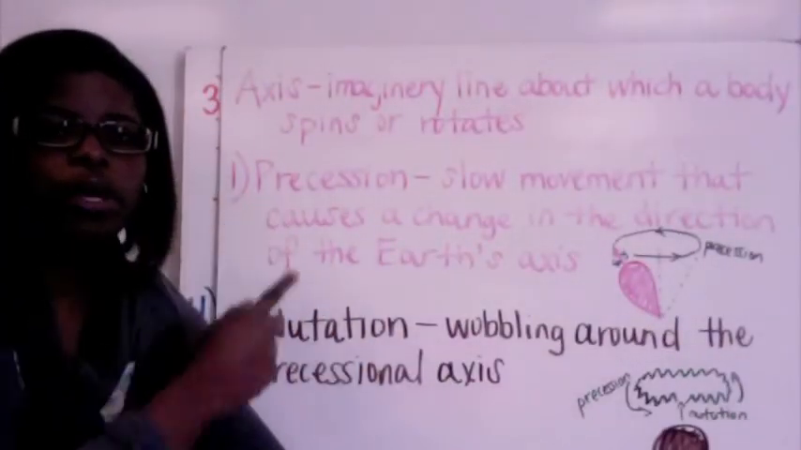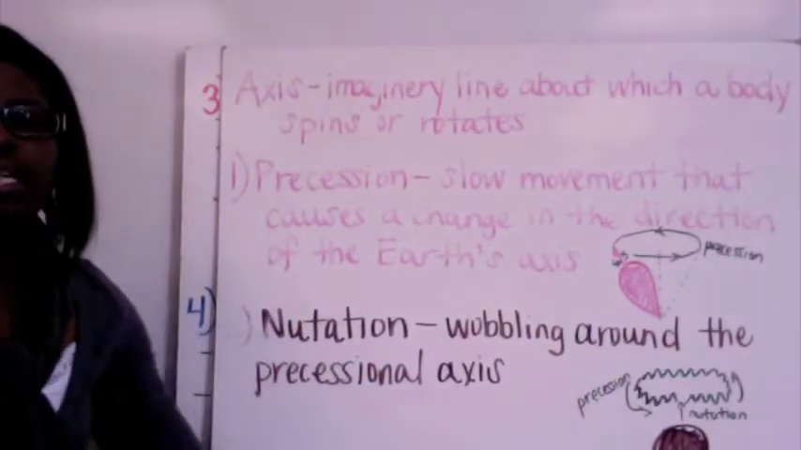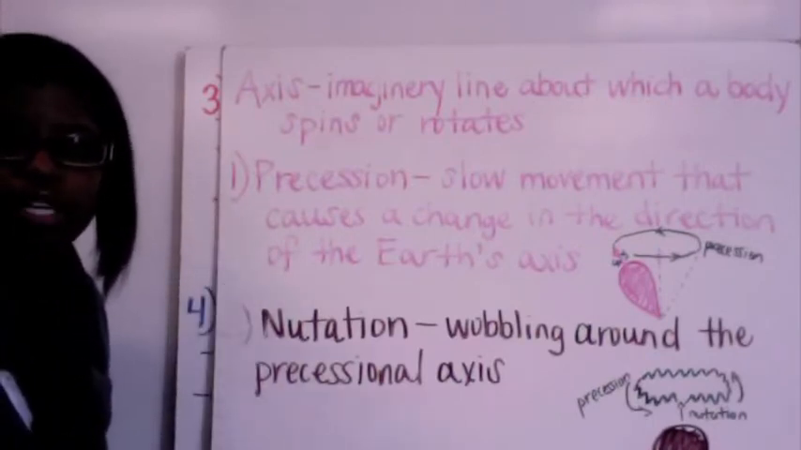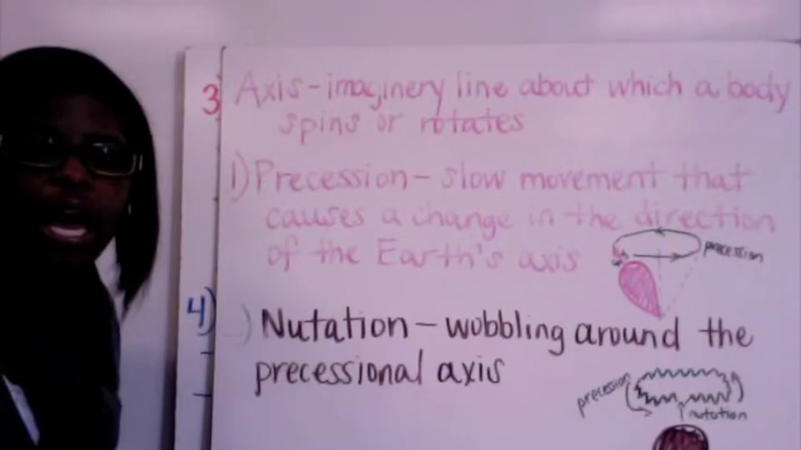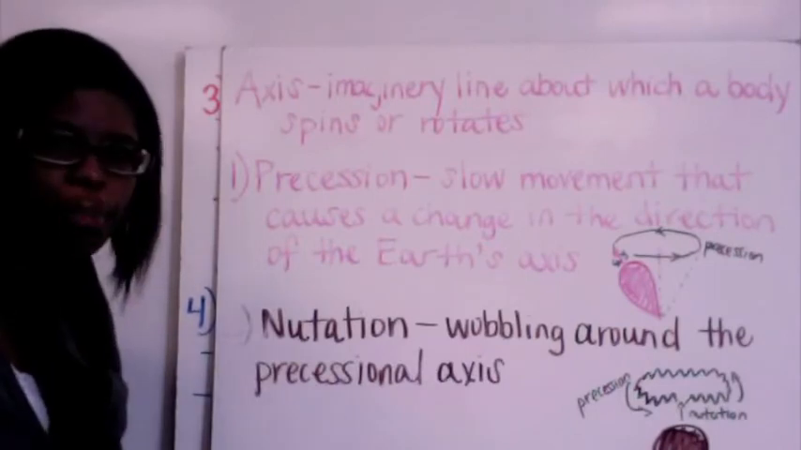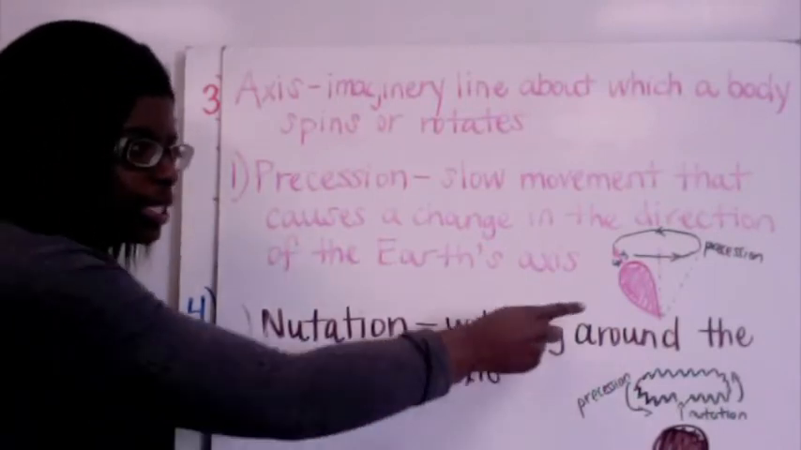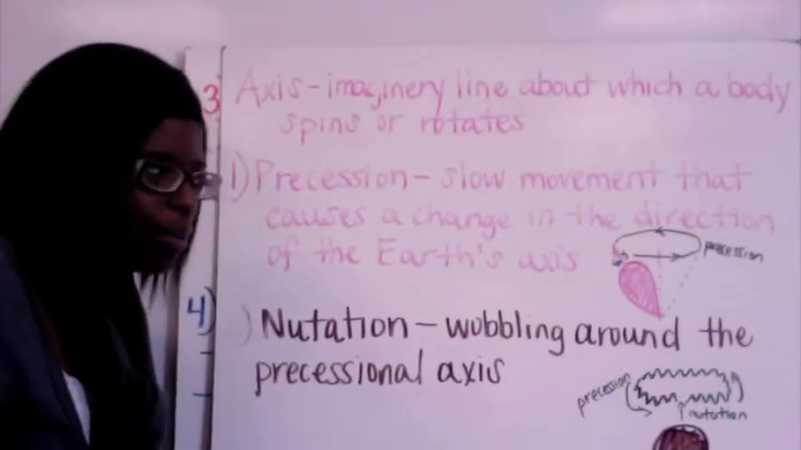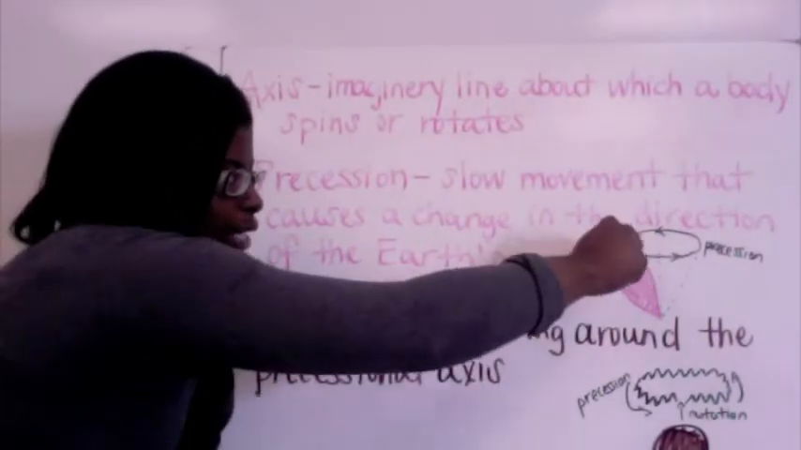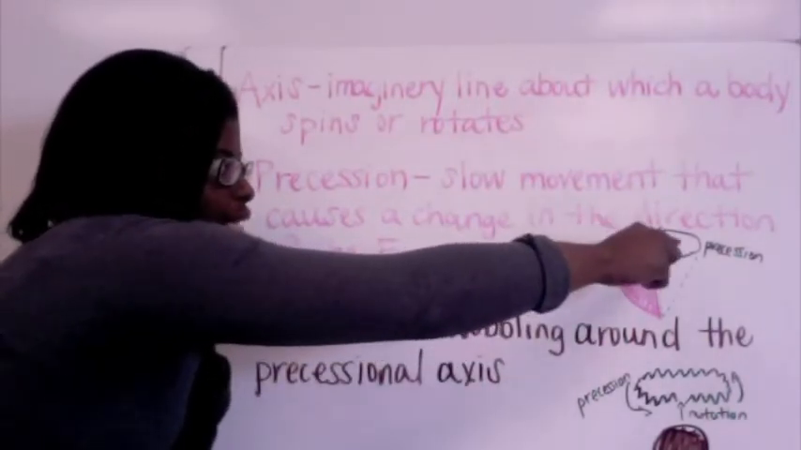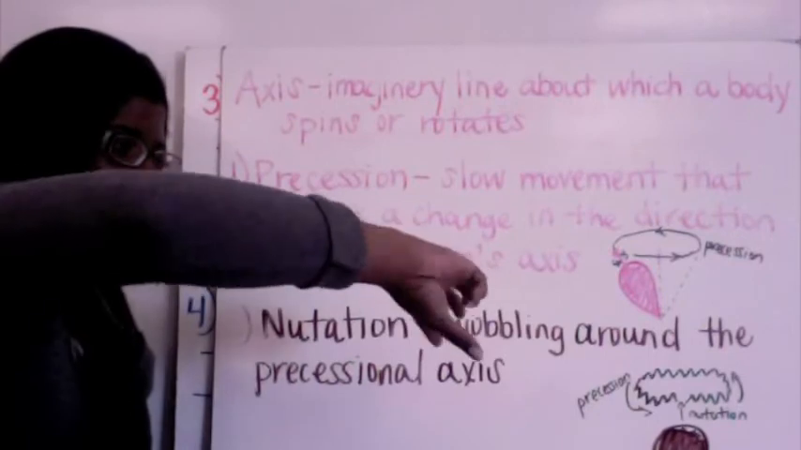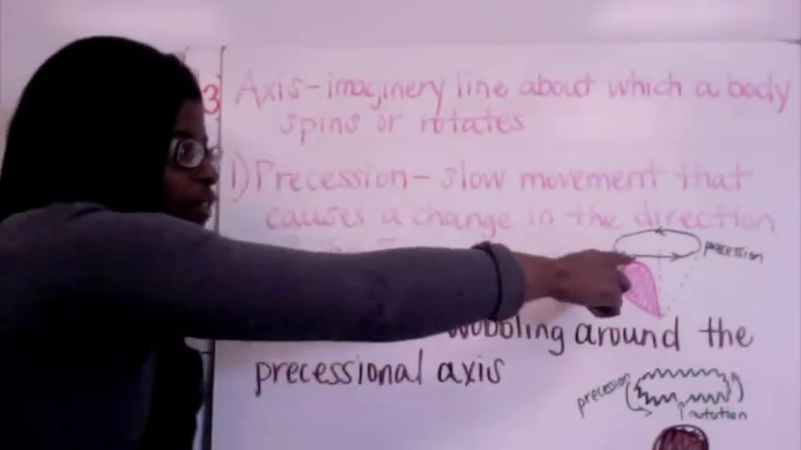So we're going to start with knowing what an axis is, and it's an imaginary line about which a body spins or rotates. So then we have our first motion of the Earth, and it's precession. It's a slow movement that causes a change in the direction of the Earth's axis. So if you look here, I tried to draw a picture to describe the process to you. This is supposed to be my top. I don't know how many of you have played with a top before, but the actual spin up top, or the movement up top, I should say, is the precession itself. So if I took the top and I attempted to spin it, that motion itself is the precession.